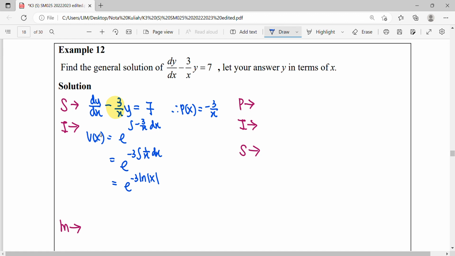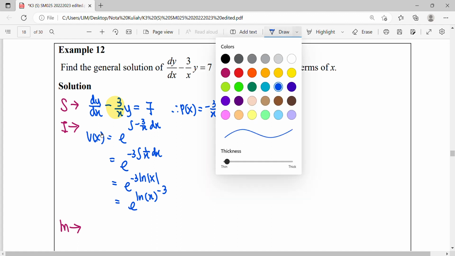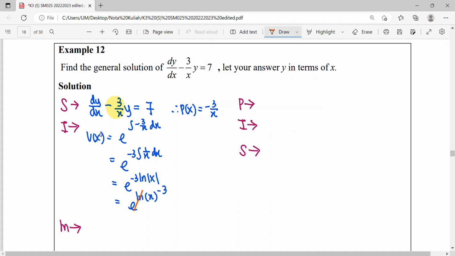And then we can simplify some more. Negative 3, we move up by the properties of the ln. It will become the power so that e and ln can be simplified. So now your x is to the power of negative 3. So your integrating factor here is 1 over x cubed.